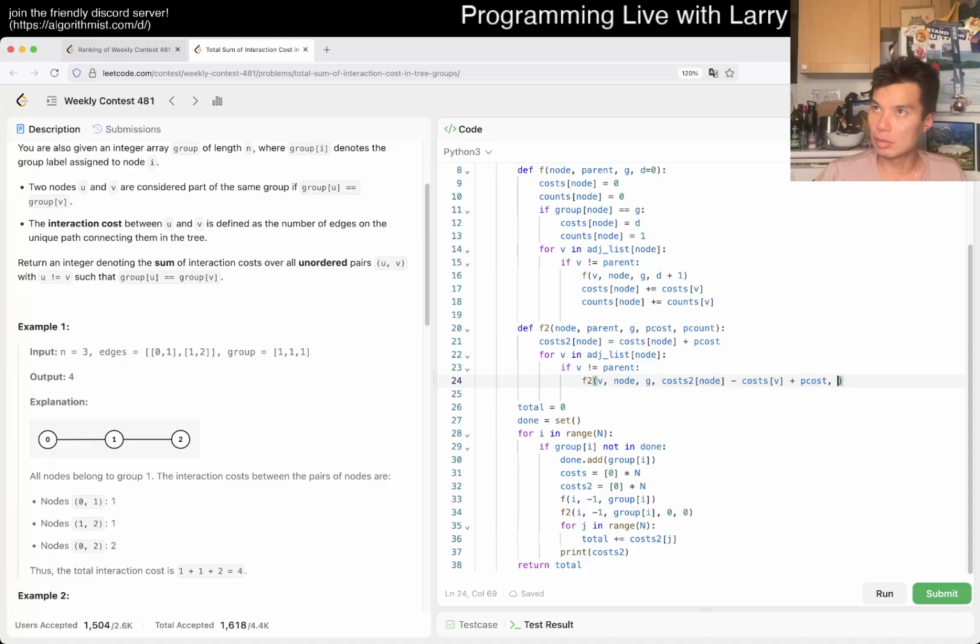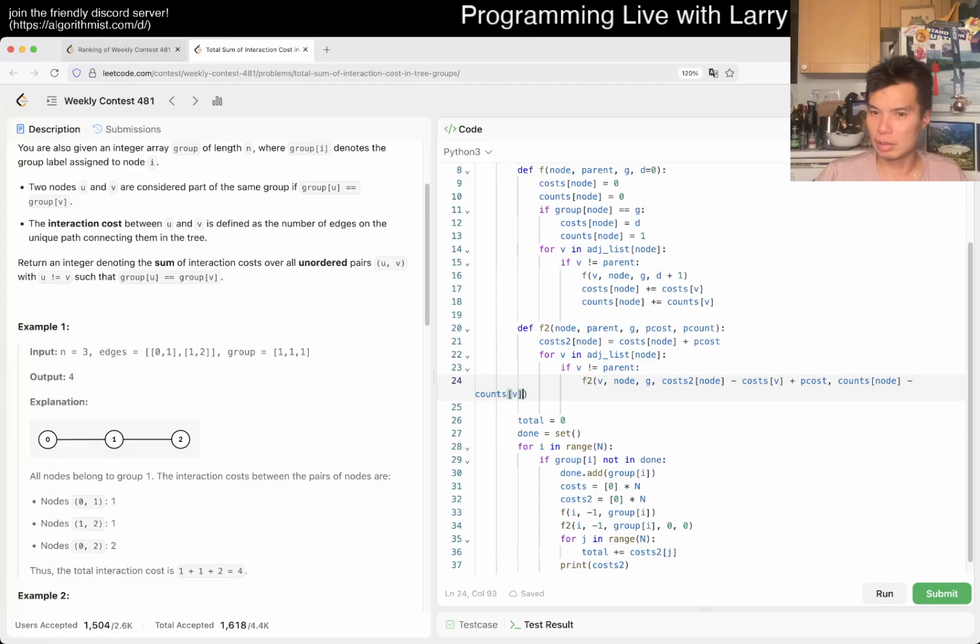p count is just going to be counts of node minus counts of re. Okay, so that's the number of nodes, including this node. Okay. Plus p count for other parent counts. Right.